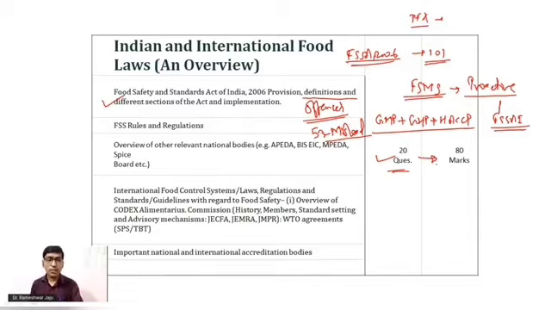Now what happened? Whenever the word MPEDA is there, the majority of the people get confused. They think that M stands for meat in terms of MPEDA, but in MPEDA, M stands for marine.